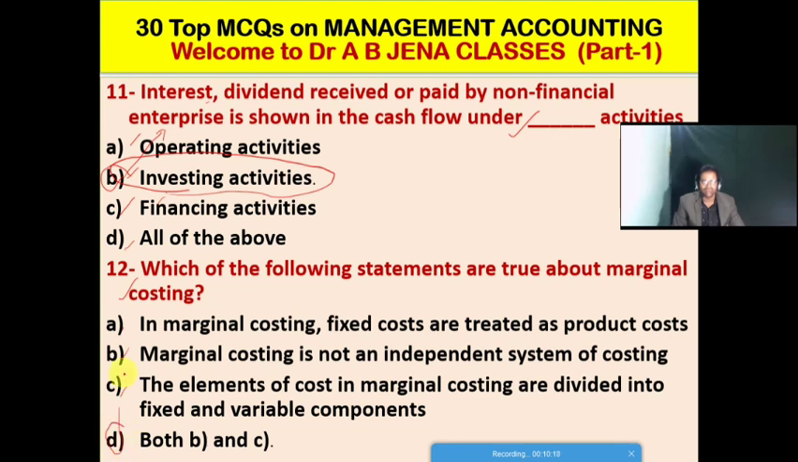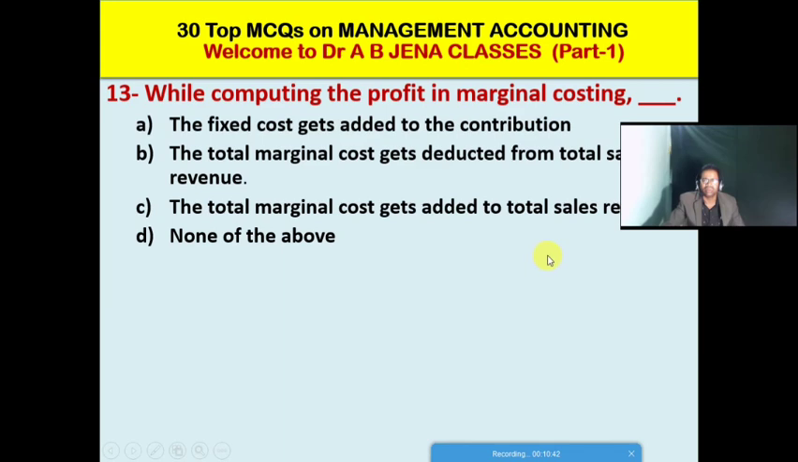Friends, D is the right option for this MCQ. Statement B, marginal costing is not an independent system of costing, and C, the elements of cost in marginal costing are divided into fixed and variable components, are the true statements about marginal costing. So here D is the right option for this MCQ. So next MCQ.